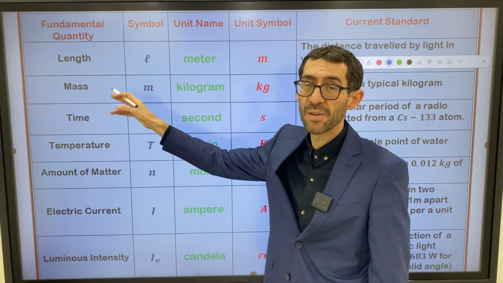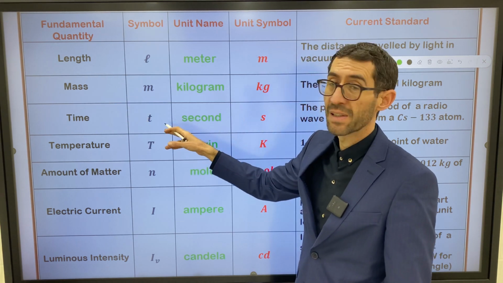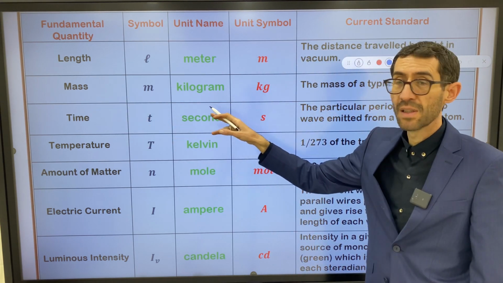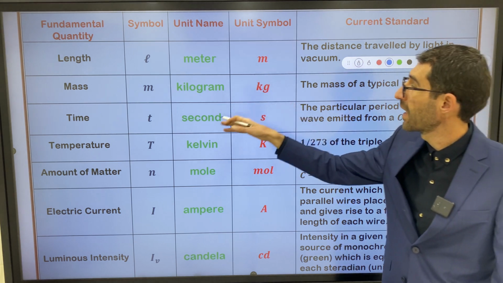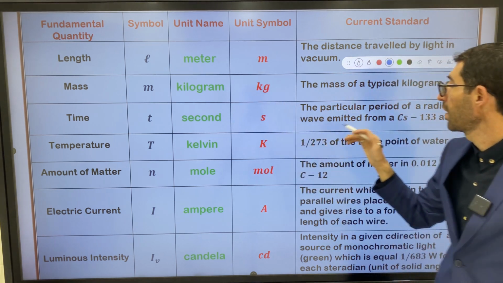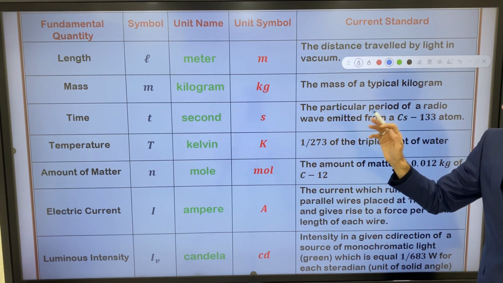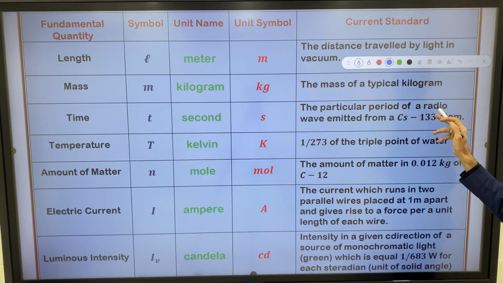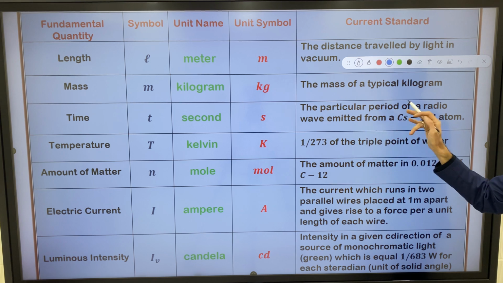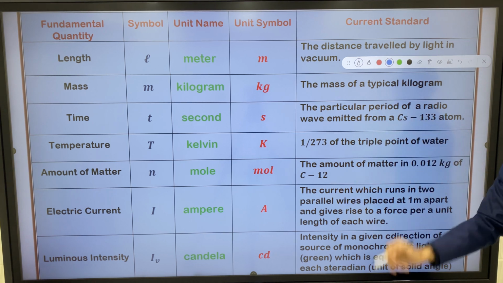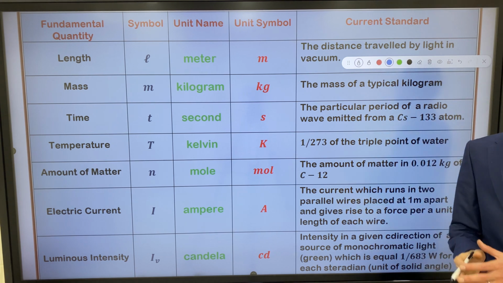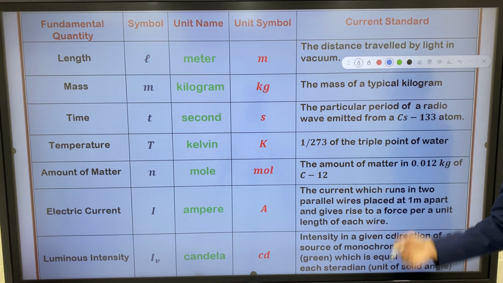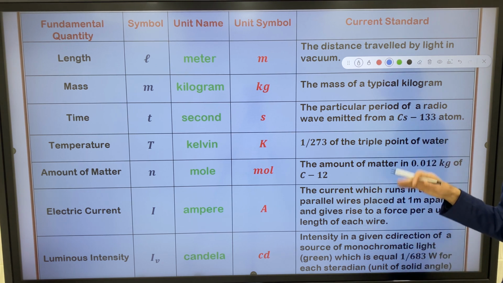Time, the third fundamental quantity. Symbol t, small. The unit name is second, and the symbol is s, small. The definition of second is a particular period of a radio wave emitted by the cesium-133 atom. It's an element, it's a metal, right?